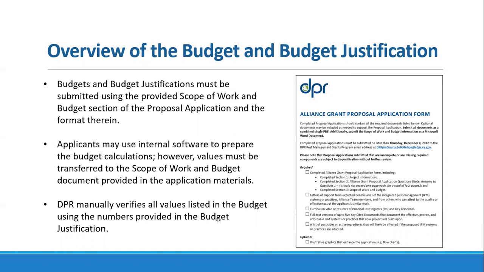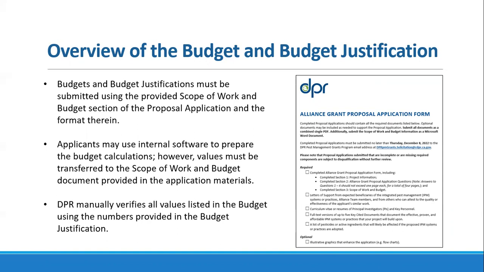An overview of what the budget and budget justification look like in DPR's proposal applications. These must be submitted using the provided scope of work and budget section of the proposal application. And that proposal application and all materials that we'll discuss today can be found on our website. The Research Grants Proposal Application materials or the Alliance Grants Proposal Application materials sites all can be found off of our grants main page. We'll be providing the addresses of those later, but they're easily found with a quick Google search.